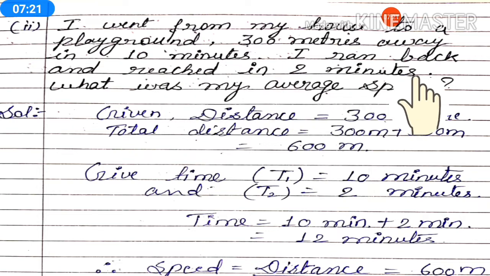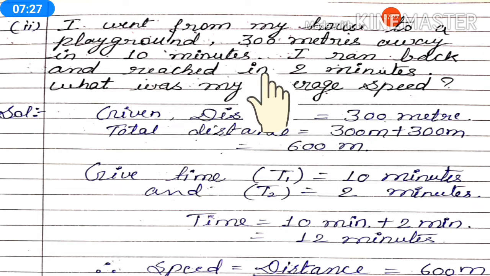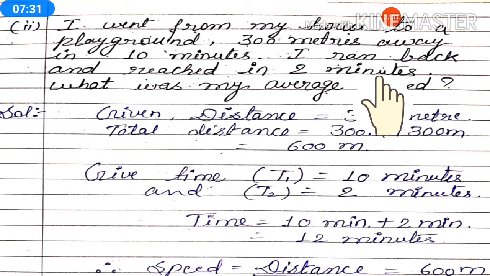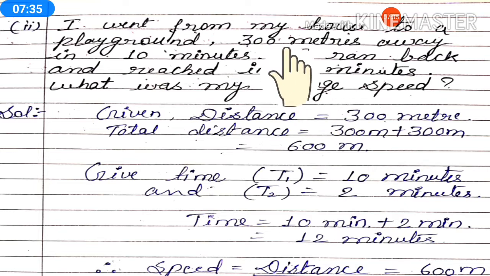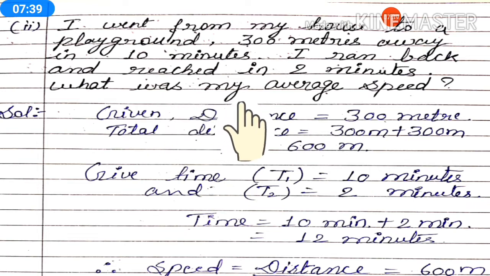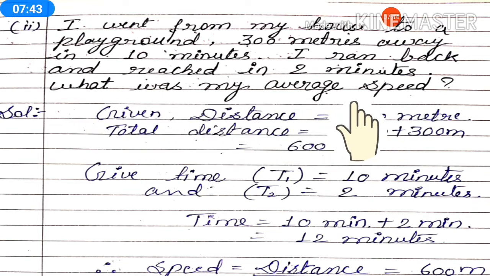Then I ran back and reached in 2 minutes. It means once it has reached, it is again returning, and I ran back and reached in 2 minutes. So in the second round, when returning, the 300 meter distance is covered in 2 minutes. So what was my average speed? It means we have to find the average speed.